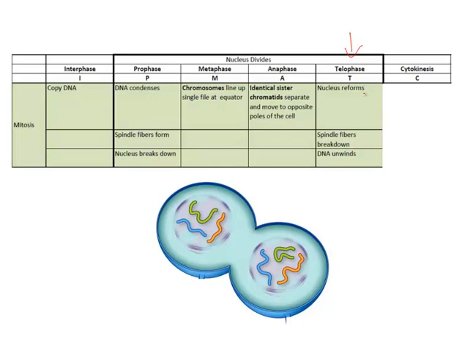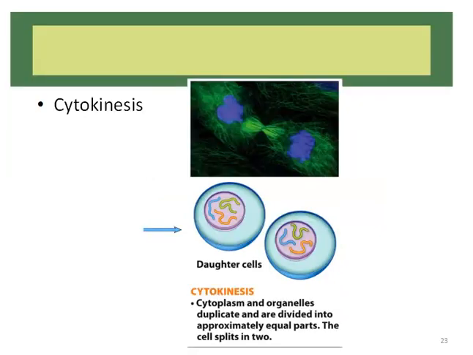The 3 steps that happen in telophase: the nucleus reforms, just the opposite of what happens over here in prophase. Now our spindle fibers break down. Again, we're reversing what occurred in prophase, and our DNA unwinds. So now we've reversed all of the steps of prophase. And once those are complete, then we move on to cytokinesis. And cytokinesis is the division of the cytoplasm.